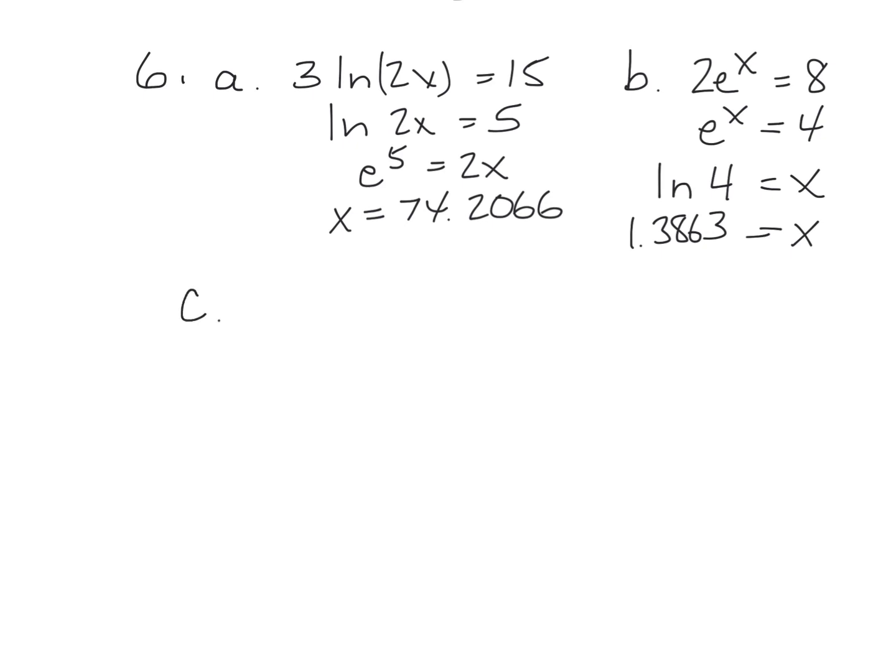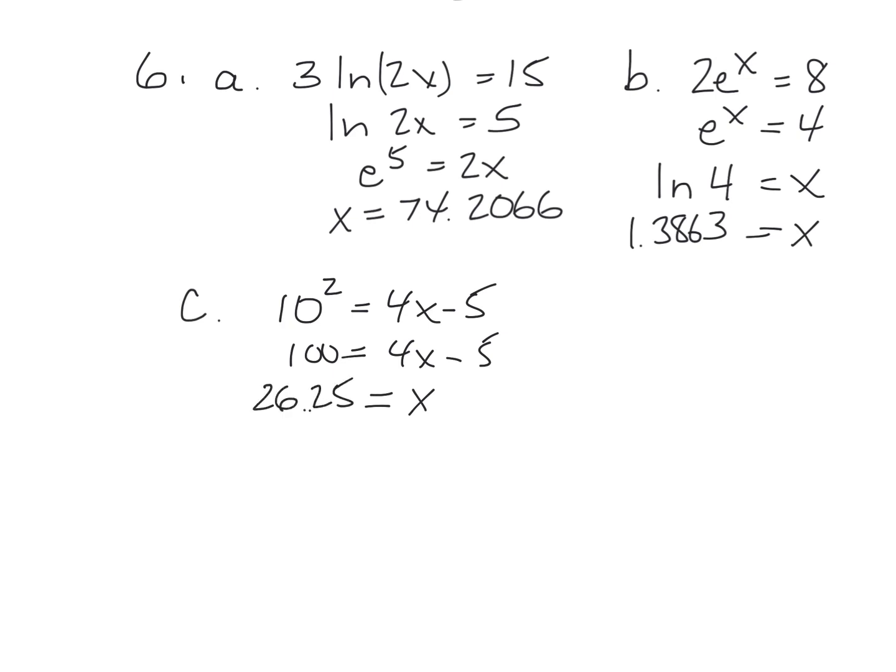I just simply change the form. That's 10 to the second power is 4x minus 5. So 4x minus 5 would equal 100. Add 5 and divide by 4, and you're going to get 26.25, which checks.